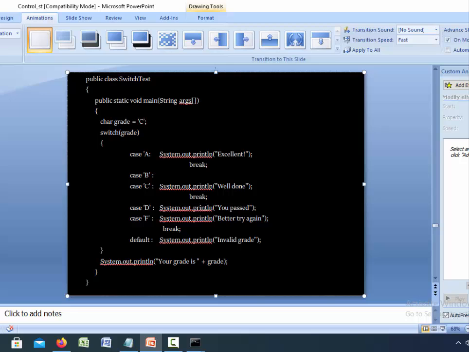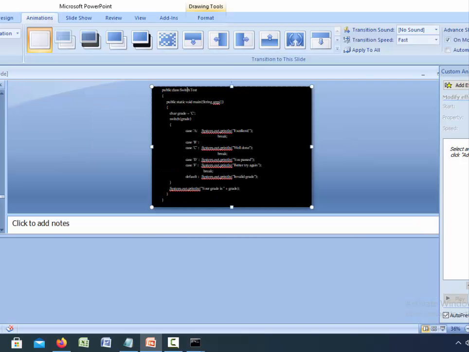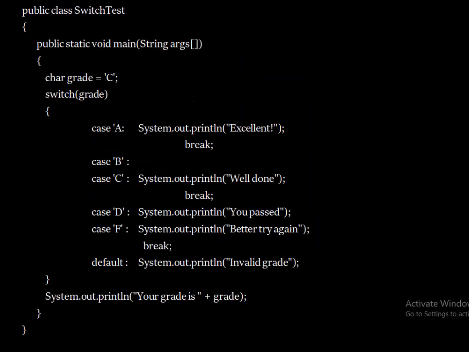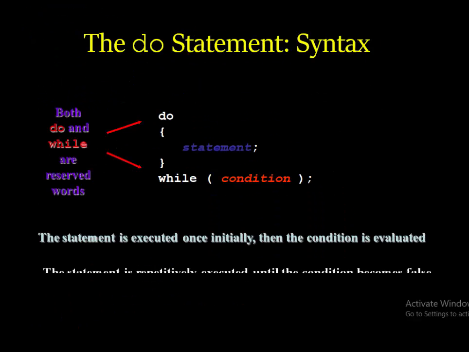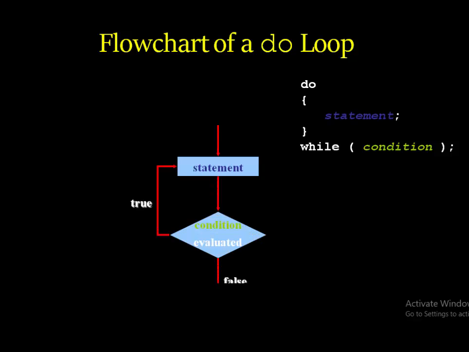Okay, so this is about control statements and looping statements. Let us see some examples for the do while loop and while loop.